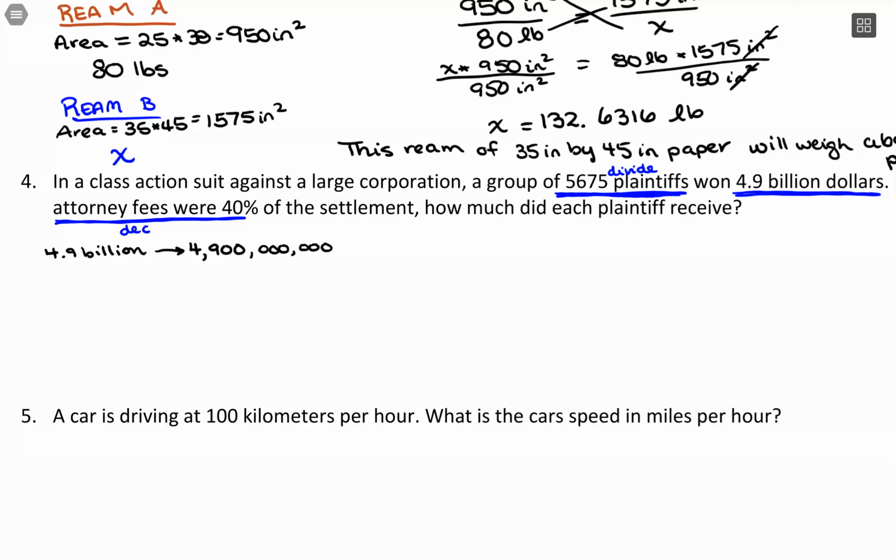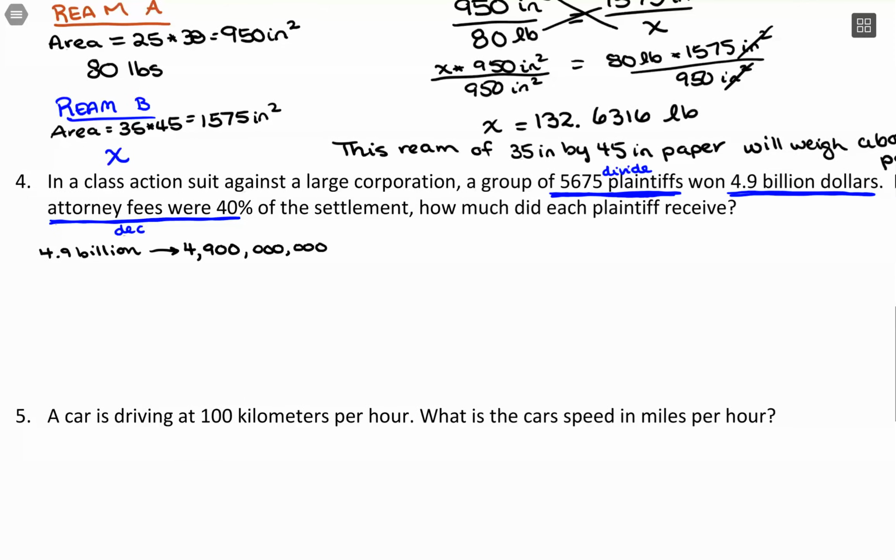Then what we want to do is take 40% out. So what we're going to do is subtract out 0.4 times that 4 billion. And that difference will give us their actual winnings. So that'll be 2,940,000,000, and then a lot of zeros. So with that, we took out the attorney fees.